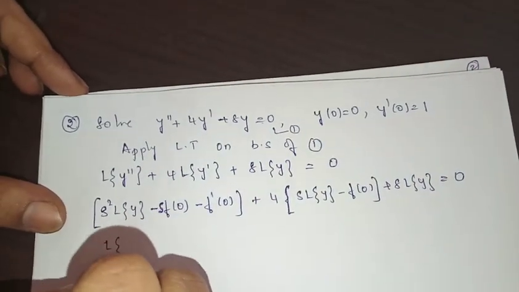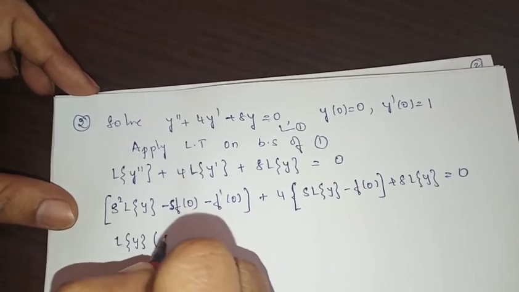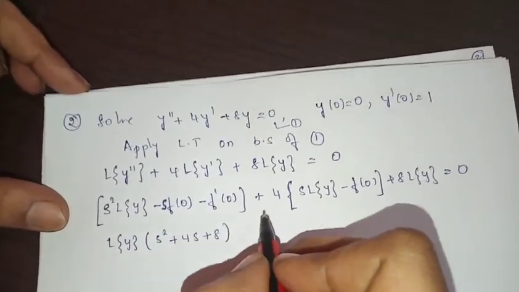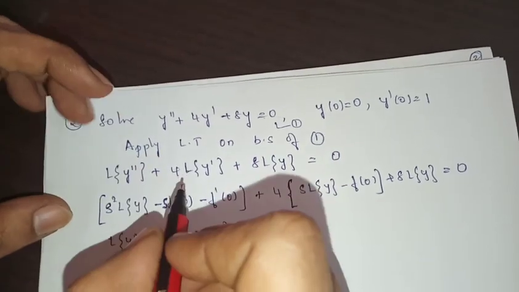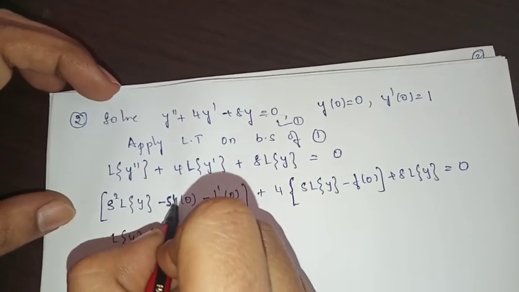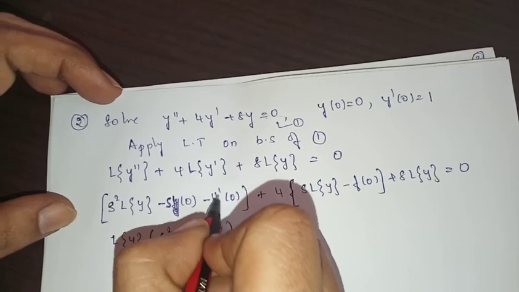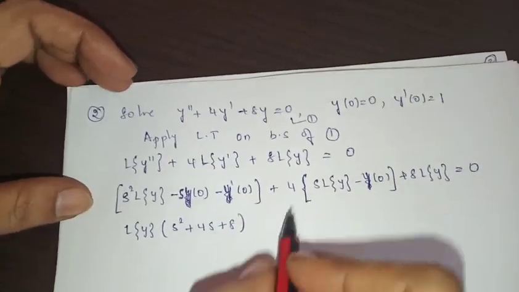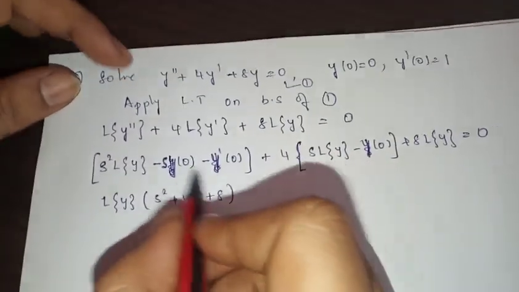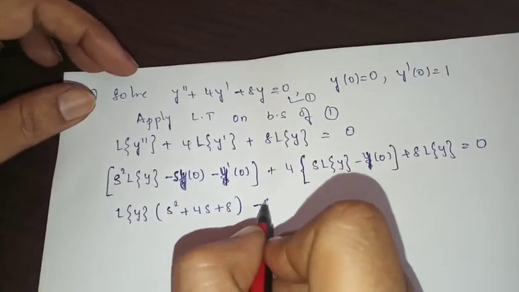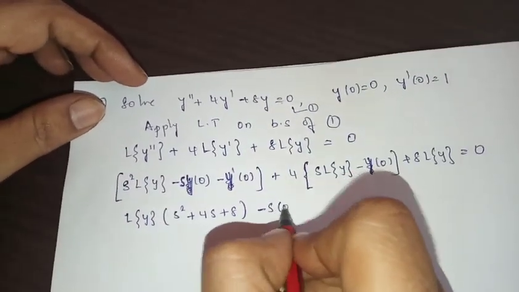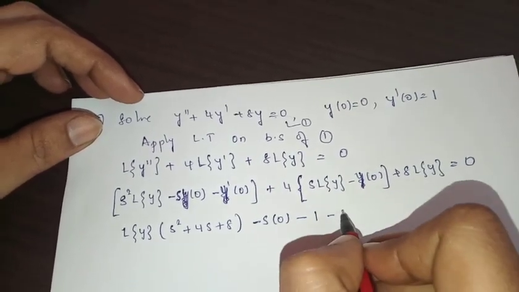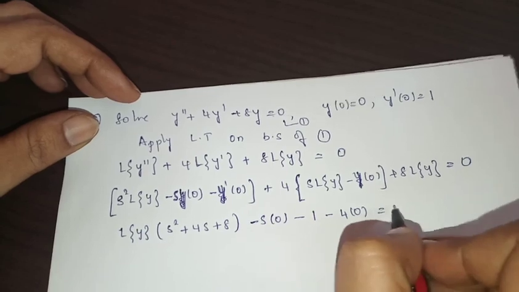Now collect all Laplace transform of y terms together. You get s² + 4s + 8. Now for the remaining, substitute the values. Sorry, again I am writing it as f only. It is y, because the function here is y. So now minus s into y(0) is 0, minus y'(0) is 1, minus 4 into 0 is equal to 0.